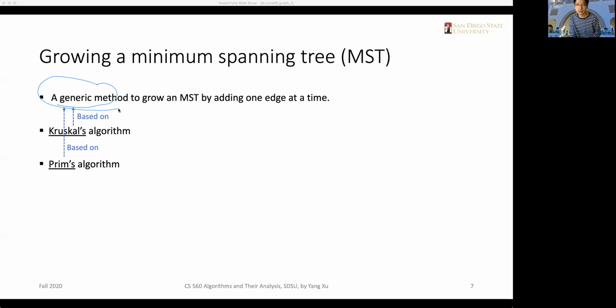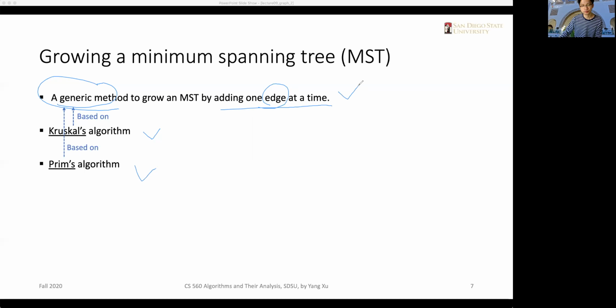It's not an actual implementation of a solution, but it provides a general way of thinking in growing an MST, minimum spanning tree. We will then introduce two concrete algorithms based on this generic method, this generic way of thinking. The first one is called Kruskal, the second one is called Prim's. They use different data structures and a slightly different structure in choosing the candidates, in choosing the target edges for each iteration.